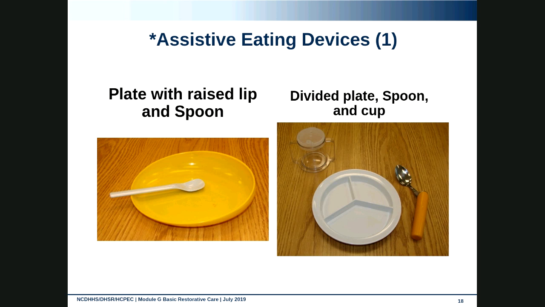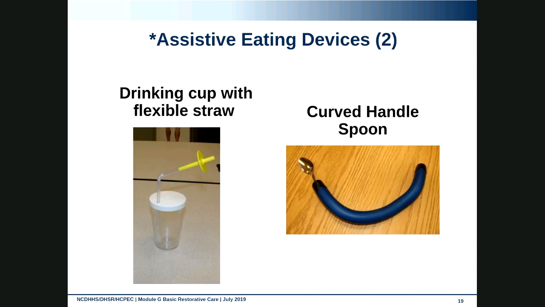The cup has handles, as you can see, which can help somebody who may have a weak grip be able to pick up a cup and drink independently. And of course, the angled spoon can help the resident who may have limited mobility in the shoulder be able to eat or bring food to their mouth even if they have limited range of motion to turn or rotate their shoulder. And of course, you see that spoon has a larger handle, which helps improve grip. The flexible drinking cup with a straw can help the resident drink independently. And of course, this is a different version of a curved handled spoon.